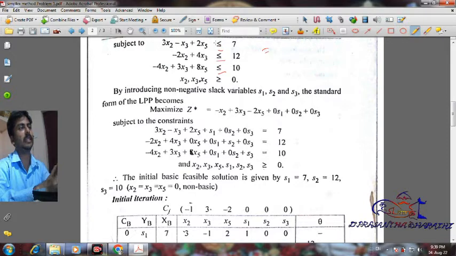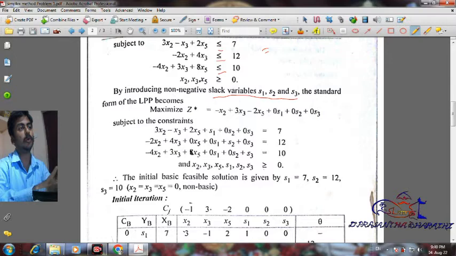The inequality gets eliminated and we get an equal sign when we add slack variables s1, s2 and s3 to these three constraints respectively, so we get an equal sign instead of less than or equal to in all three constraints. So what is meant by a slack variable? Slack variables are the variables that are added on the left hand side of the inequality to make it equal to the right hand side.